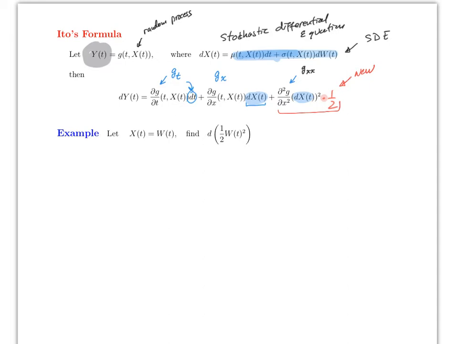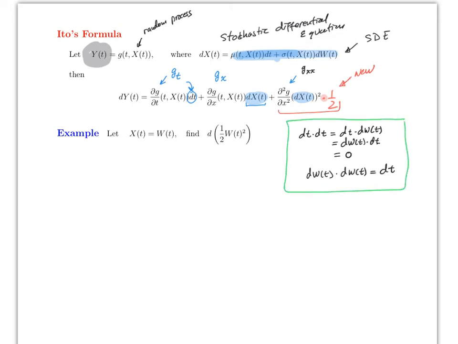Now, to make our life easier, there is something that you just need to remember. For now, you just have to take it as given. If you do dt times dt, it's going to be the same thing as dt times dW_t, the same thing as dW_t times dt, and this is always going to be equal to 0. And if you do dW_t times dW_t, this is always going to be equal to dt. So this is very important, so you should just memorize this.